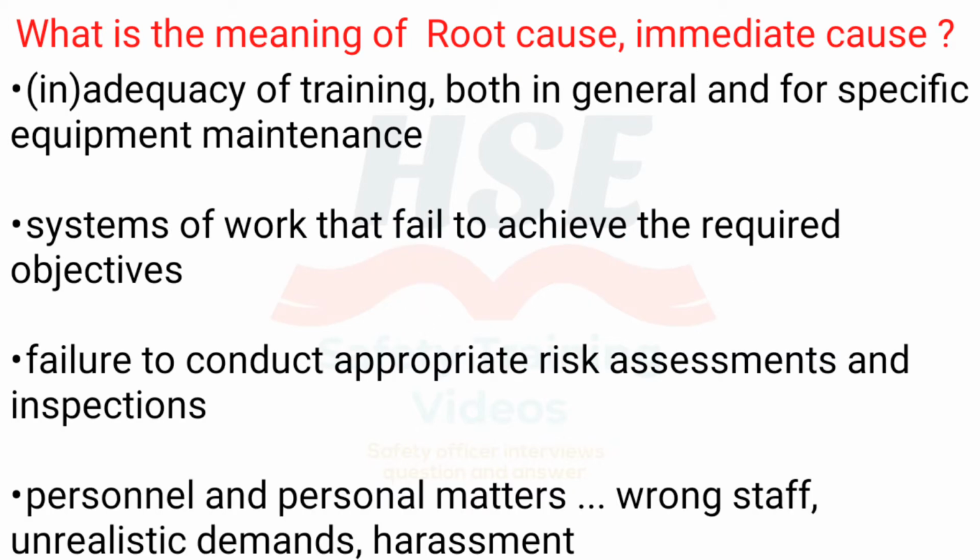Inadequacy of training, both in general and for specific equipment maintenance. Systems of work that fail to achieve the required objectives. Failure to conduct appropriate risk assessments and inspections. Personnel and personal matters, wrong staff, unrealistic demands, harassment.